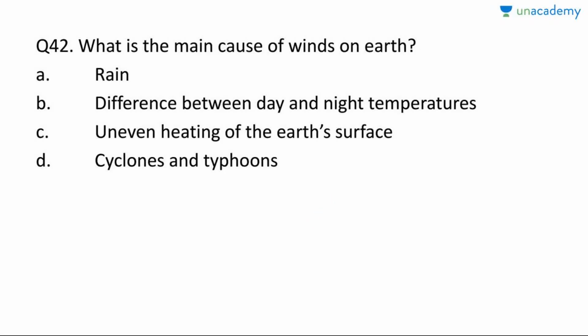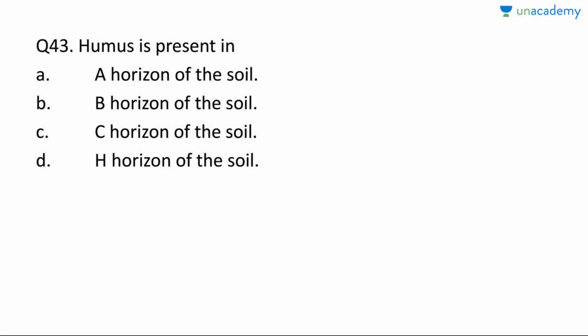Question number 42. What is the main cause of winds on earth? So what do you think is the main cause? If the earth's surface is not unevenly heated, then there will be no winds at all. So the answer is majorly C, uneven heating of the earth's surface. So here the answer is C.